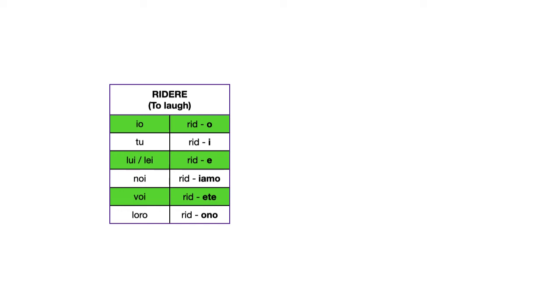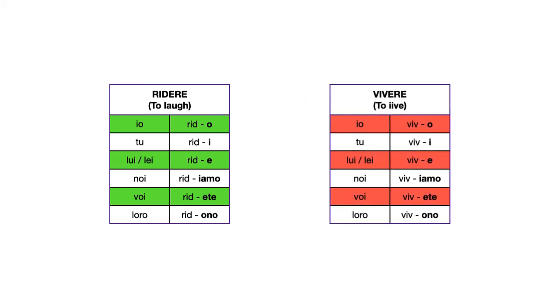Another very important verb in ere, vivere, to live. So io vivo, I live. Tu vivi, you live. Lui vive, he lives. Lei vive, she lives. Noi viviamo, we live. Voi vivete, you guys live. Loro vivono, they live.